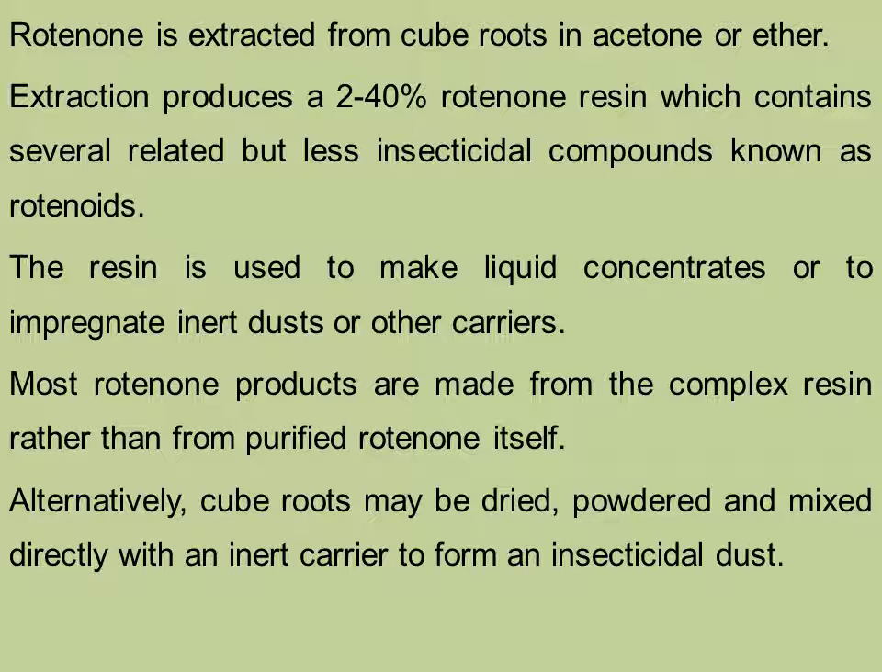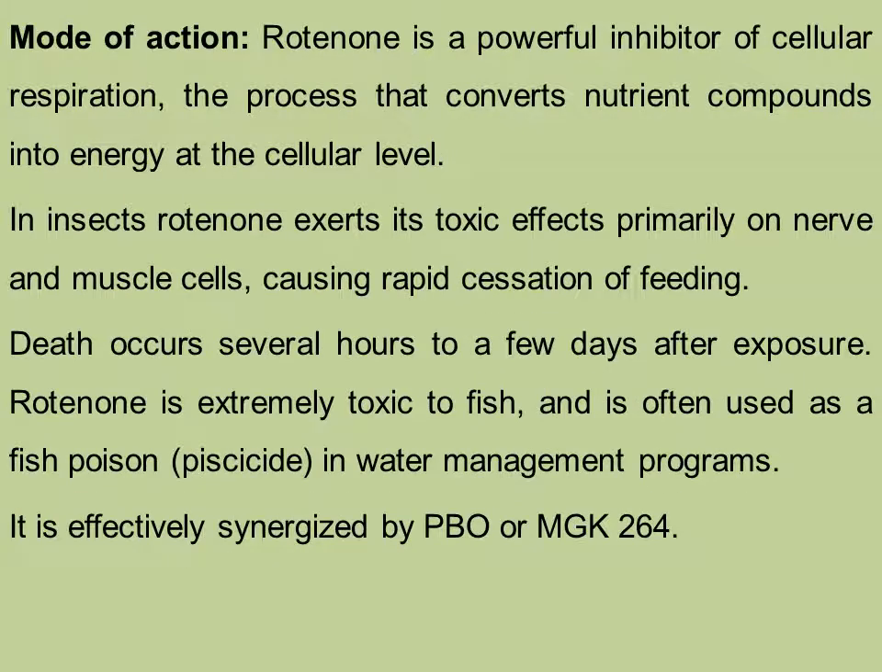Extraction produces 2 to 40% rotenone resin, which contains several related but less insecticidal compounds known as rotenoids. The resin is used to make liquid concentrates or to impregnate inert dusts or other carriers. Most rotenone products are made from the complex resin rather than from purified rotenone itself. Alternately, cube roots may be dried, powdered and mixed directly with an inert carrier to form an insecticide dust.